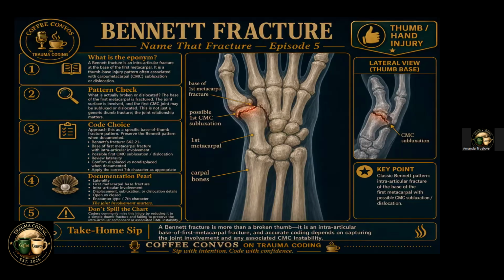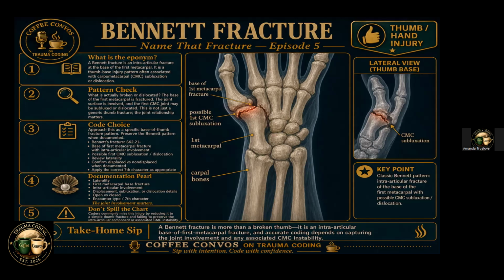So Bennett fracture is a fracture that occurs at the base of that first metacarpal, but it extends into that carpometacarpal joint of the thumb. Classically, this is an intra-articular fracture. It is often associated with some sort of subluxation or even dislocation at the thumb carpometacarpal joint. Okay, then, when you hear Bennett, you need to think base of thumb, joint involvement, and instability.